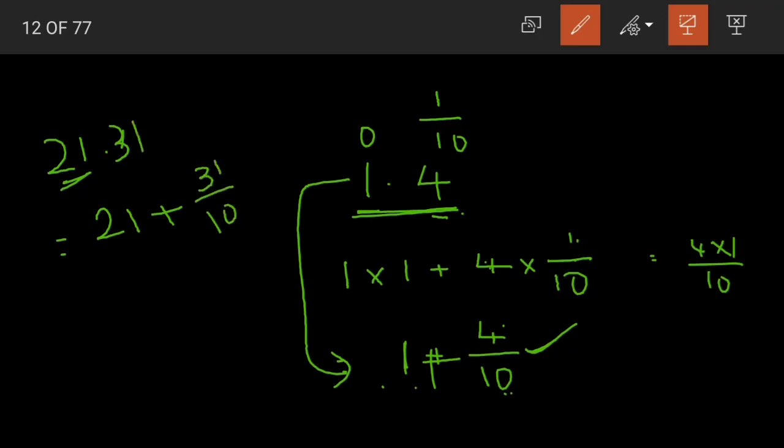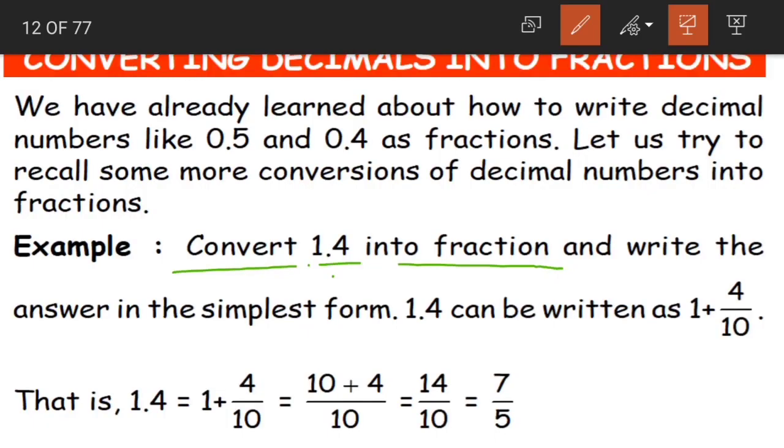If you have 31, then 31 divided by 100. We are having 1/10 and 100th place. This is in 100th place. So 31 divided by 100. Basically, the number divided by 1, and after 1, the number of decimal places. How many decimal places you have? That many zeros.